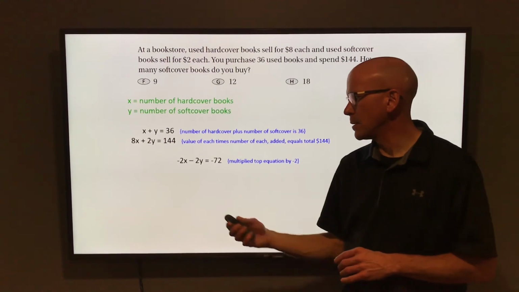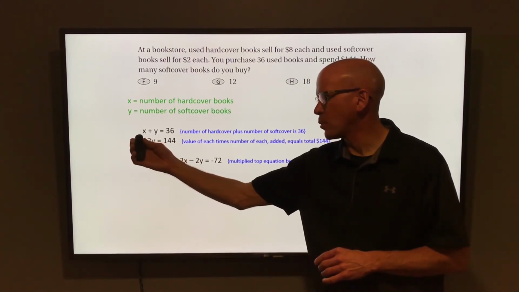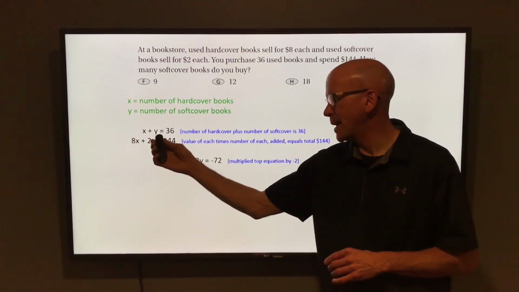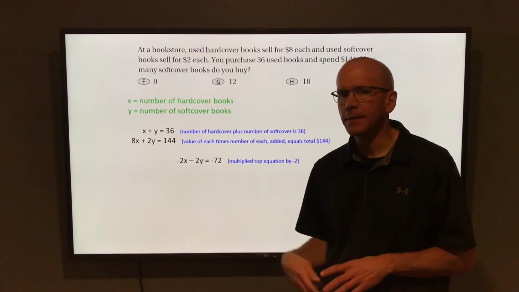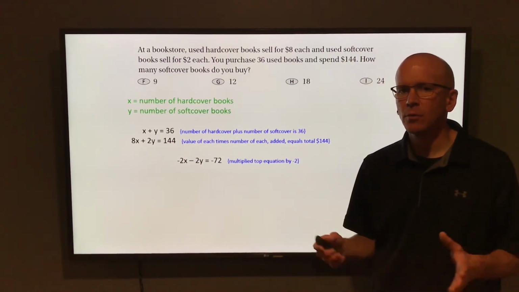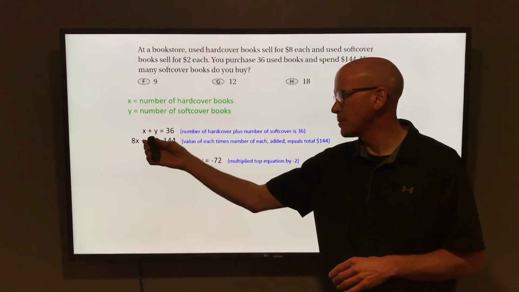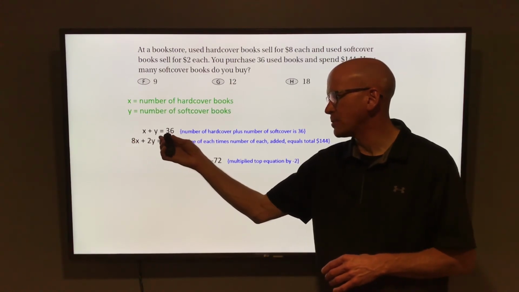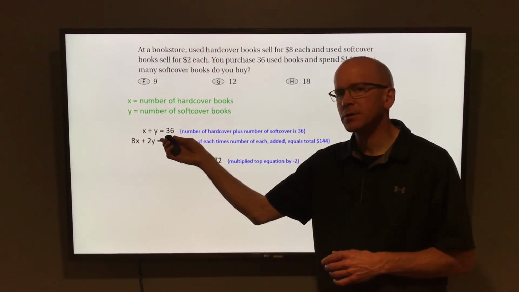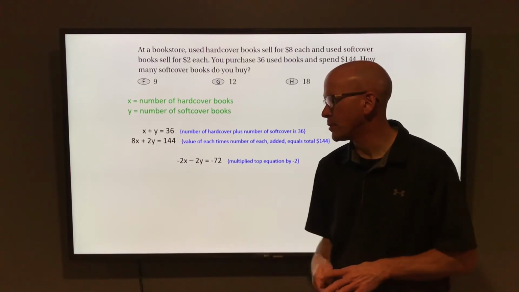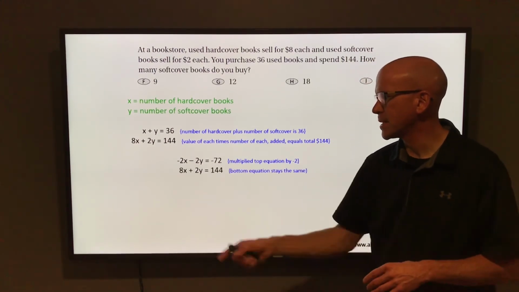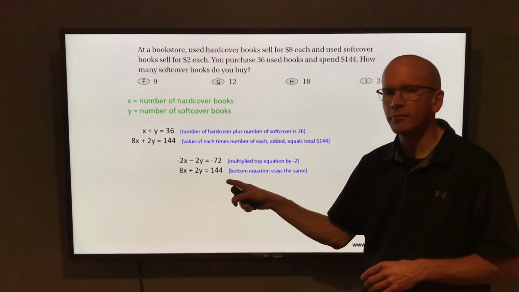I'm going to use the elimination method. I'm going to multiply the top equation by -2 so that I have a -2y and a 2y. Then when I add those together, the y's will cancel. So make sure you multiply each term of that top equation by -2, including that 36 on the other side. Make sure that's -72. Bottom equation will stay the same. That's still 8x plus 2y equals 144.